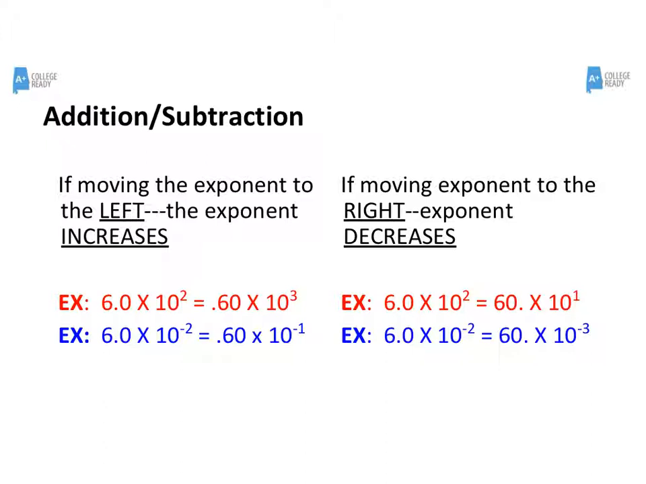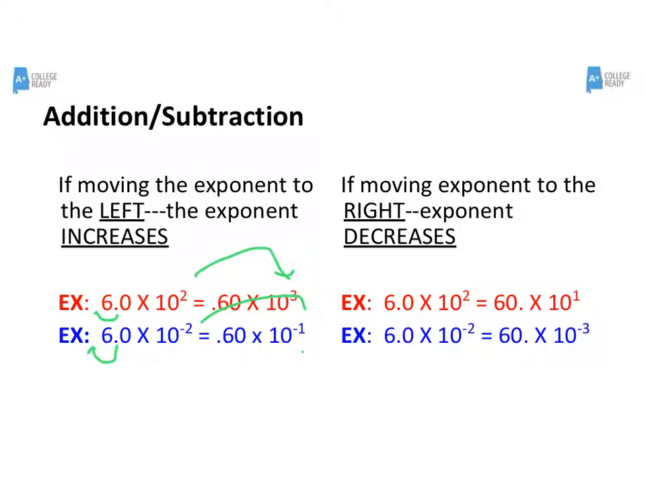If moving the decimal to the left, the exponent increases. Here we have an example. We're going to move this decimal to the left, just like we did here. As we move it, the exponent gets larger. Here we have a negative exponent. We're going to move that decimal to the left one place, and still again, the exponent gets larger, except this is a negative number, so it's moving towards 0. -1 is larger than -2.